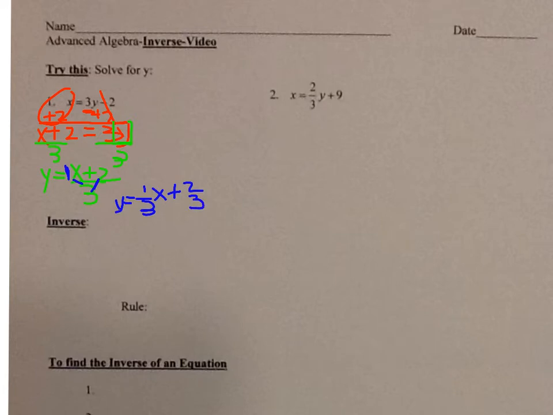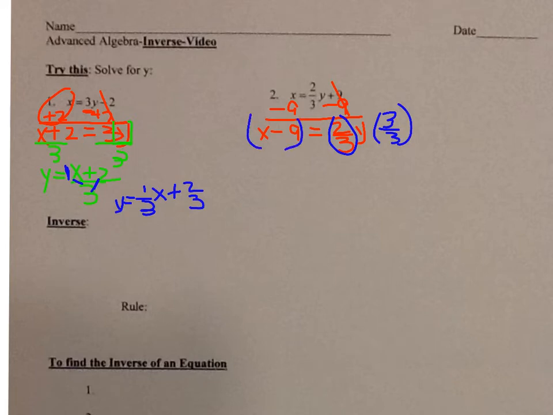All right, let's try number 2. I have a plus 9 there, so I'm going to minus 9 from both sides to get rid of the 9 on the right side. Remember, we can't subtract x and 9, so it's just x minus 9 equals 2/3 y. So now hopefully you remember to get rid of a fraction, since this is division, the opposite of division is multiply. So I multiply by the reciprocal, which would be 3 over 2.